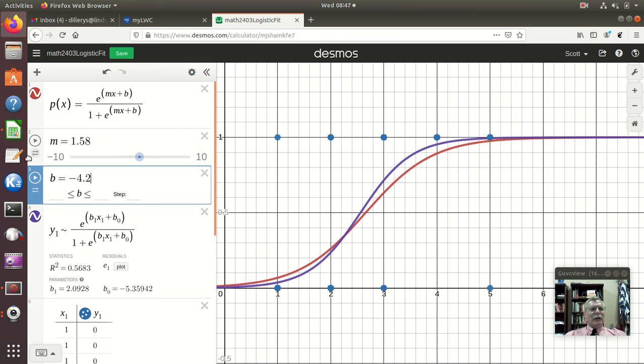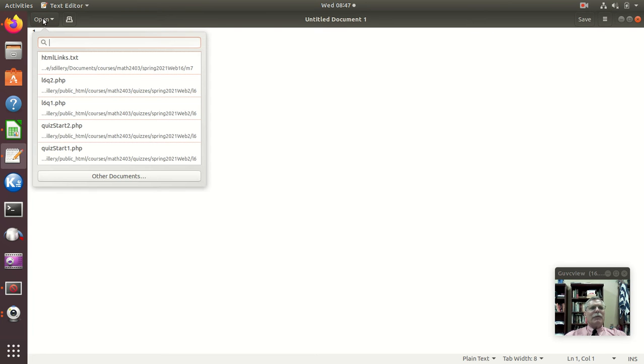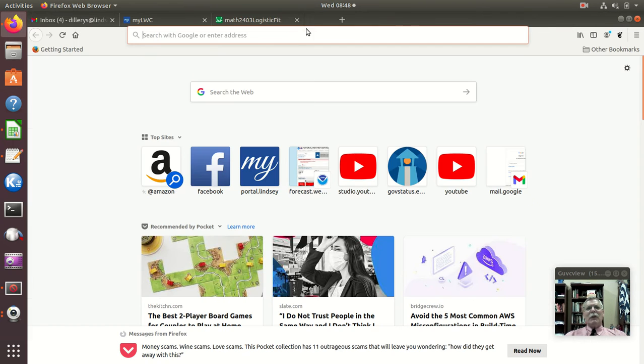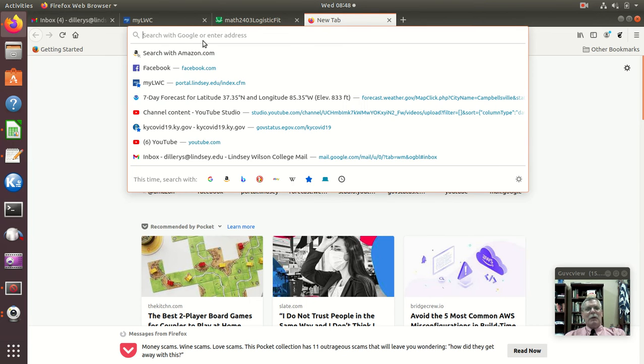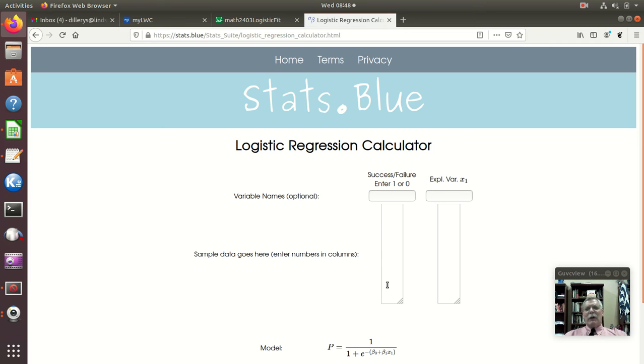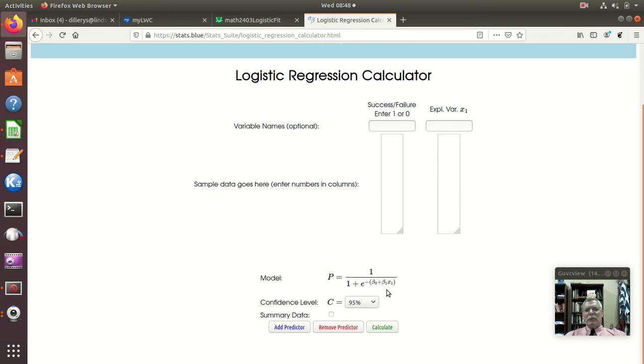I forgot to find this, so I'll have to find my links here. And I believe this is the link I want. A logistic regression calculator. I just did a search for logistic regression calculator, and this will let me do a couple columns here. I put the Y values in first and then the explanatory variable there. And you see it will produce this.